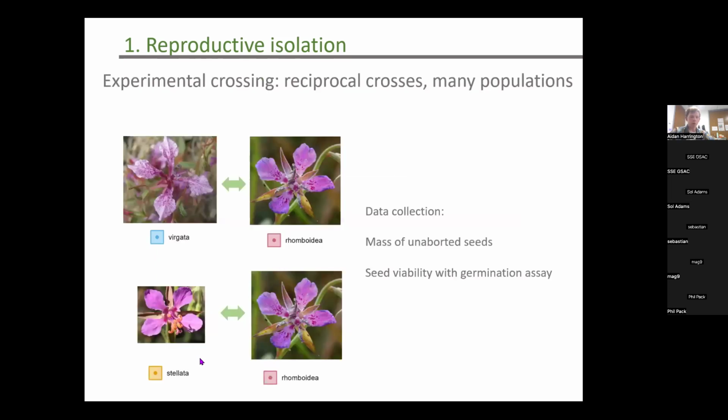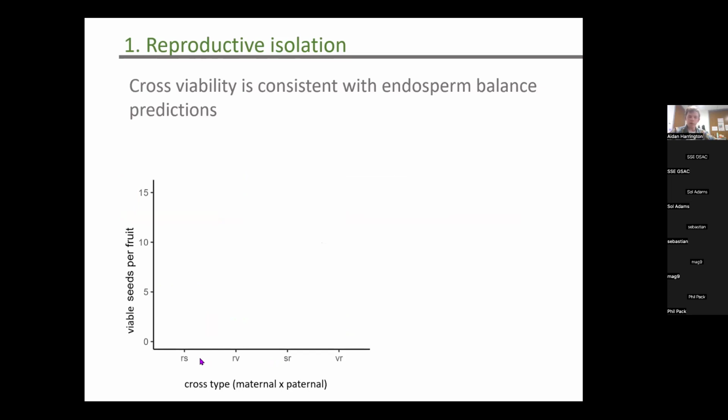So what do we see, or what do I do to actually test all this? So I did some experimental crossing where I did reciprocal crosses with many populations of the diploids and the polyploid. And I got the mass of the unaborted seeds and the seed viability with a germination assay. So if we look at the results in terms of viable seeds per fruit, that's what we have on the y-axis here. And on the x-axis, we have our crosses. So the first 2 crosses are the 2 rhomboidea polyploid maternal crosses. And then the second 2 are the rhomboidea paternal crosses.